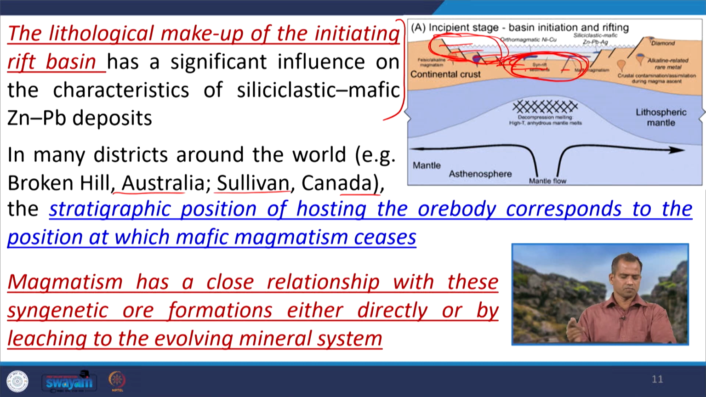So, here magmatism has a close relationship with these syngenetic ore formations, either directly or by leaching, the evolving mineral system. That means the magma itself is providing some minerals, and when the magma is interacting with the country rock, it is leaching the elements and finally giving rise to the mineral.